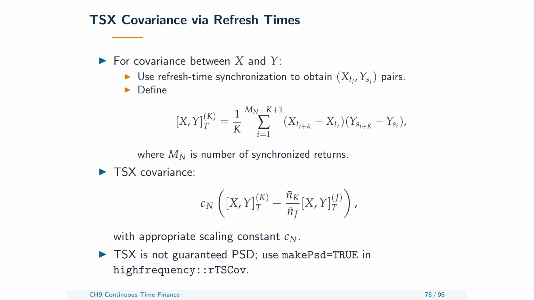Off-diagonal entries use products of synchronized returns, again combining coarse and fine scales. Refresh times supply the aligned observations. The idea is transparent, but the resulting estimated matrix is not automatically positive semi-definite.